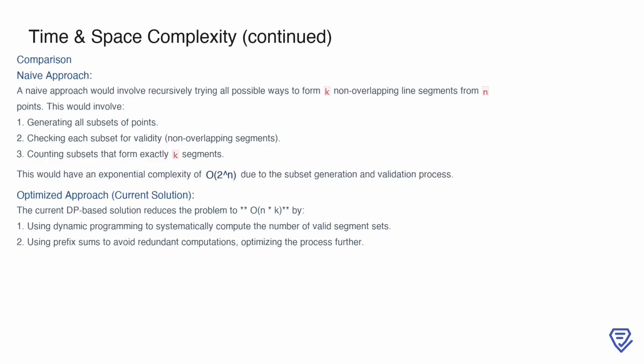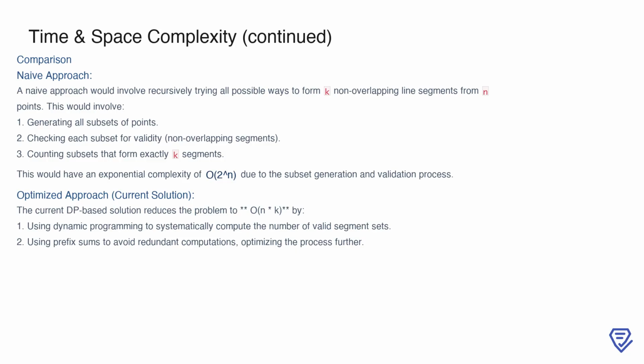To put the efficiency of our solution into perspective, let's compare it to a naive approach. With a naive approach, we would recursively try all possible ways to form k non-overlapping line segments from n points. This would involve generating all possible subsets of points, checking each subset to see if it forms valid, non-overlapping segments, and then counting the subsets that form exactly k segments. The complexity of this naive method would be exponential, 2 to the power of n, because of the need to generate and validate all subsets.